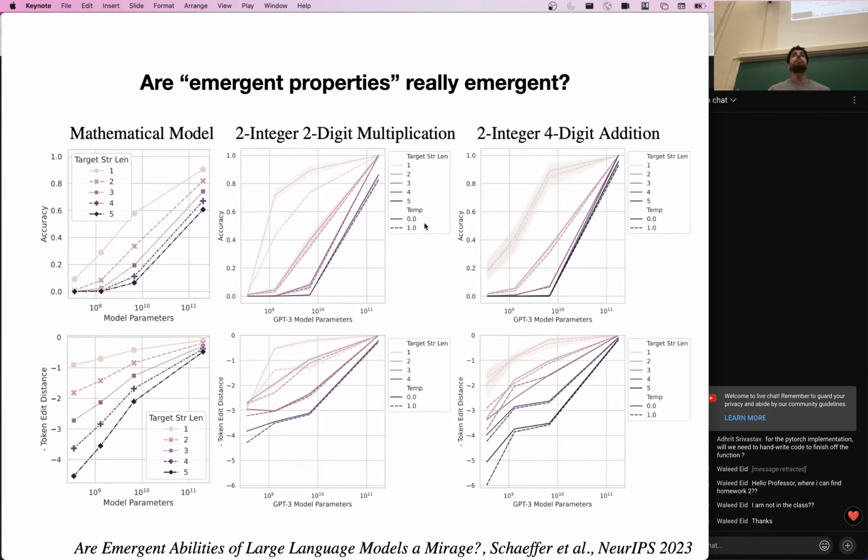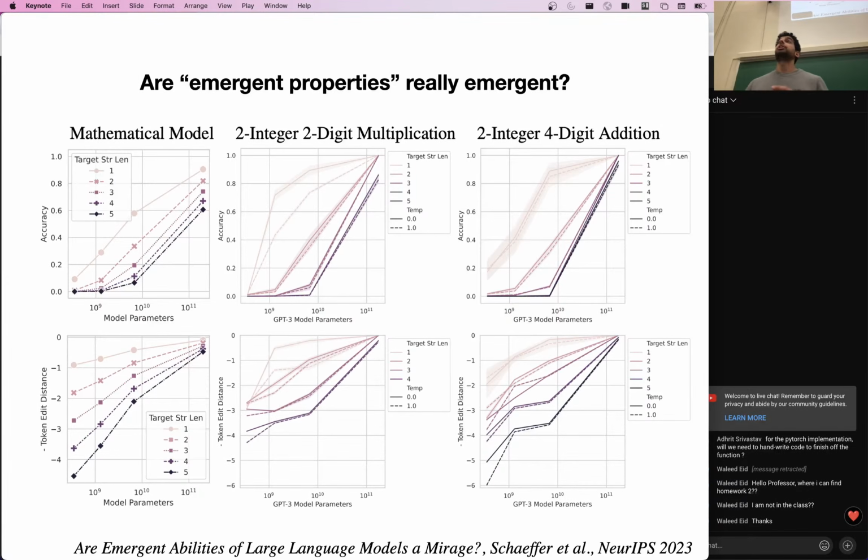And the argument made in this paper is that if you're using these sharp, discrete metrics like accuracy, the curves look very sharp as a result. Like your accuracy here is 0 until you hit 10 to the 10th parameters, and then it starts increasing. So this is the emergence claim that is being made in the prior paper.